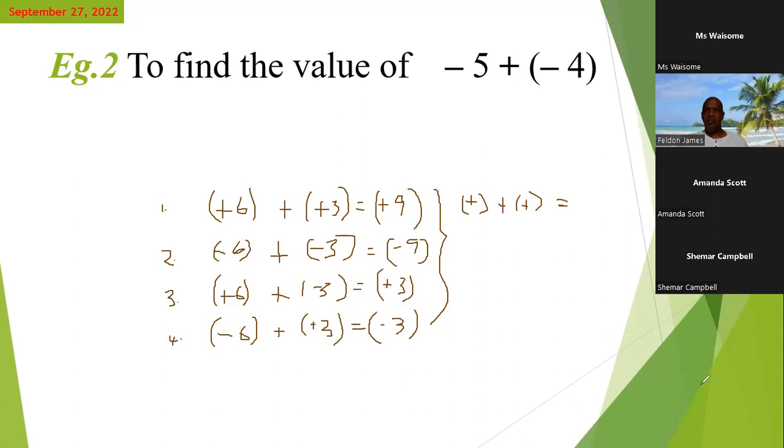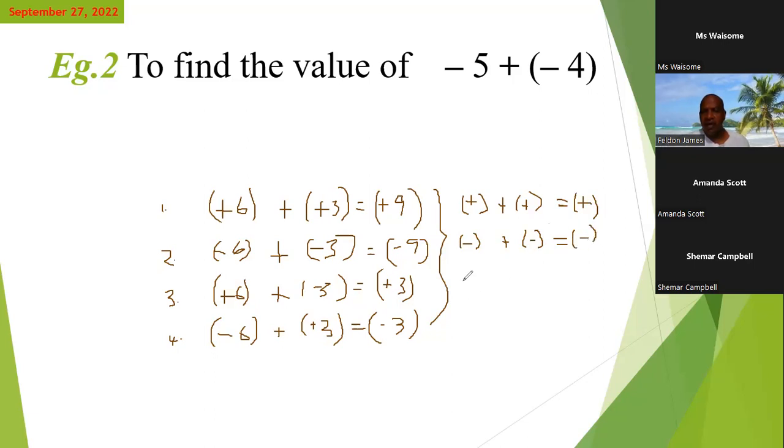Yes, sir. So for the first scenario, if you're adding a positive plus a positive, the answer is going to be positive. So that's scenario 1. Scenario 2, if you're adding negative plus negative, you're going to get negative, sir. It's like adding water to water.